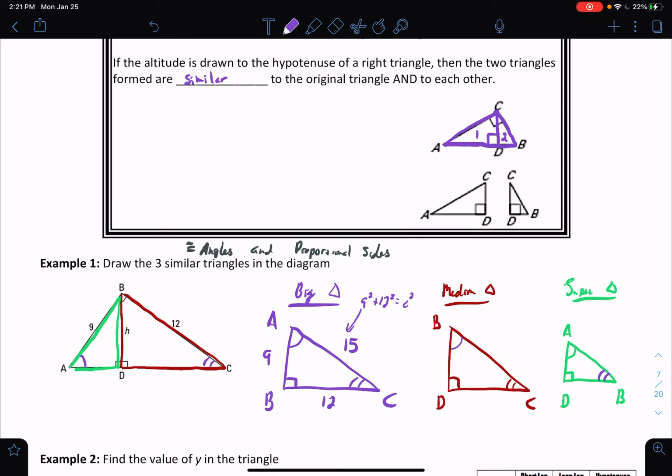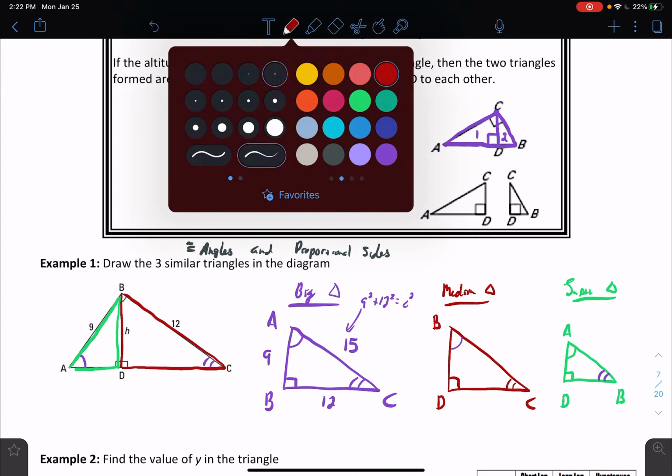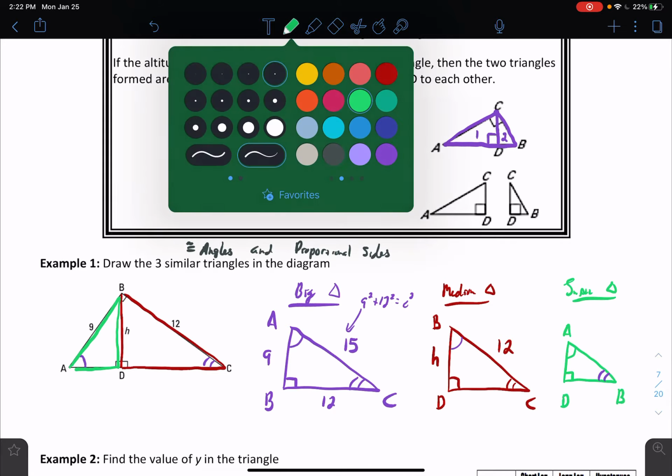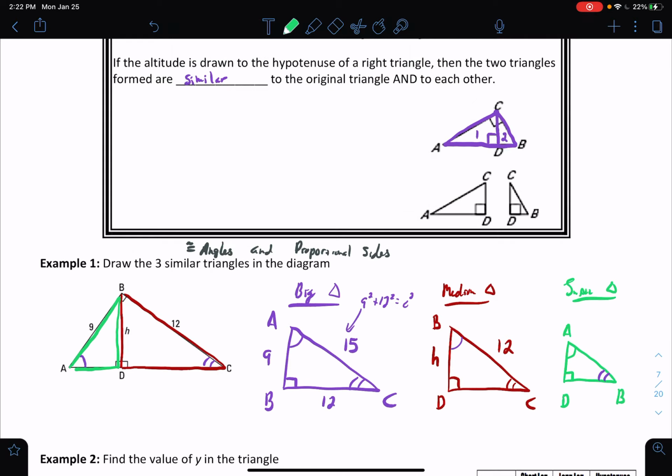In the medium triangle, we've got the hypotenuse, BC, is 12. DC we don't know, and BD is H. And then in the small triangle, we've got that AB is 9, and we've got that BD is H, and we don't know what AD is. And there's no way for us to figure out AD or DC in the medium triangle.